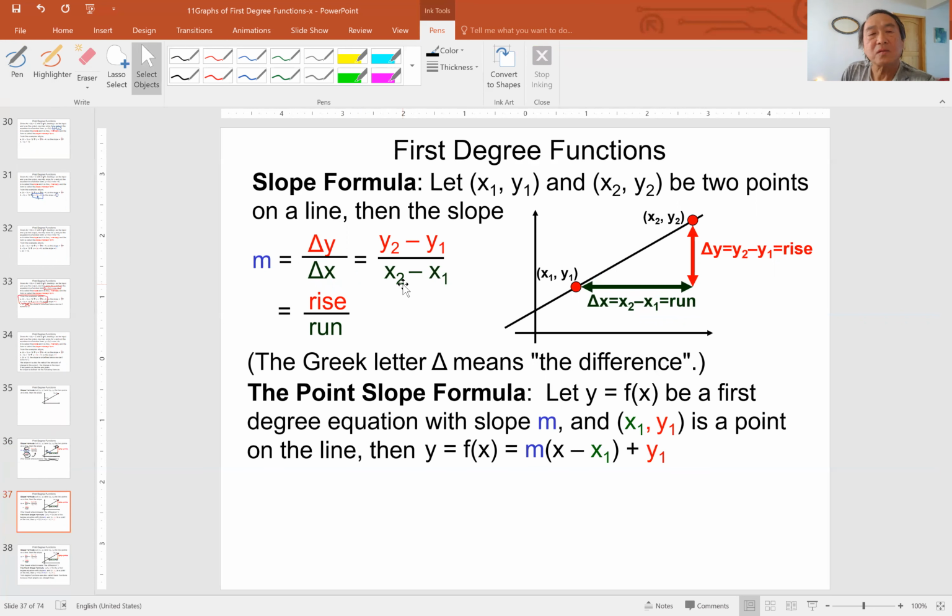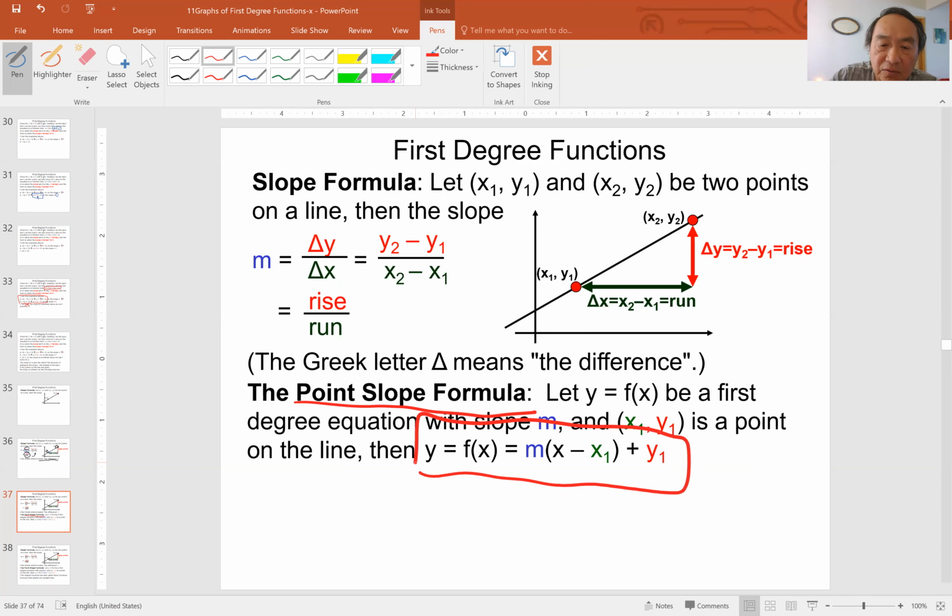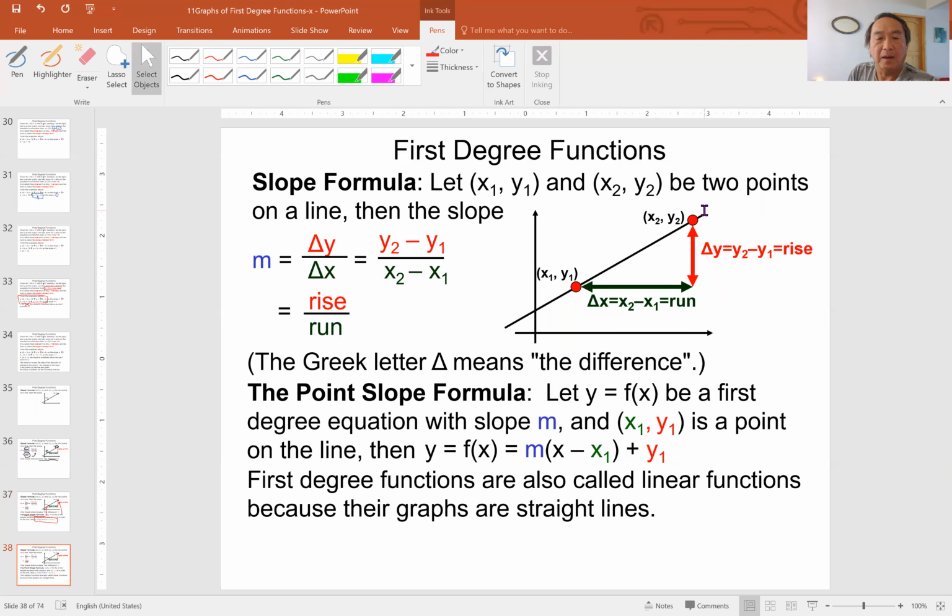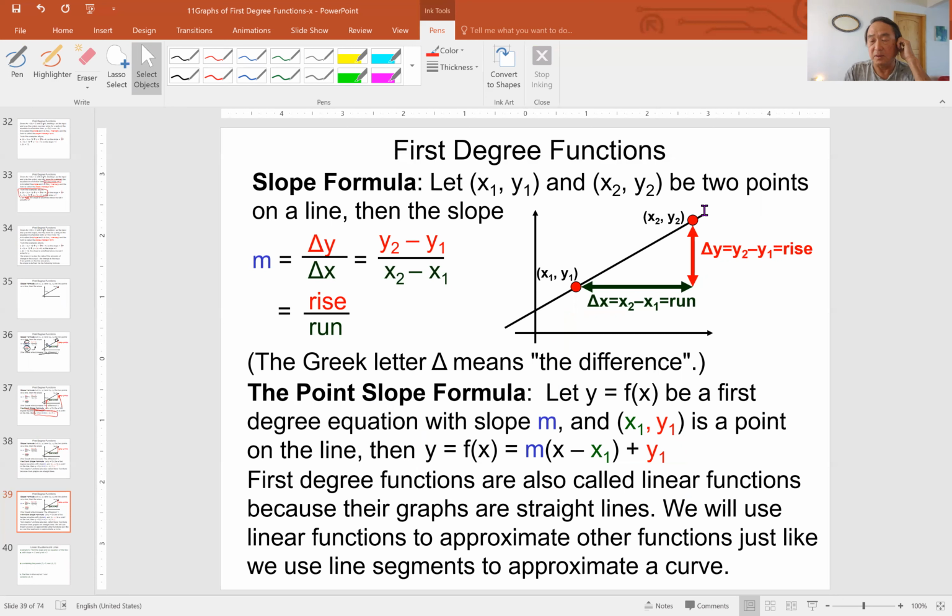Once we know the slope of a line, whether given on the picture or calculated from the equation, then I can produce the function equation for this line. Here is the formula. It's called the point slope formula. The point slope formula produces a linear equation that passes through certain points or with a certain slope. These linear equations we call straight lines.